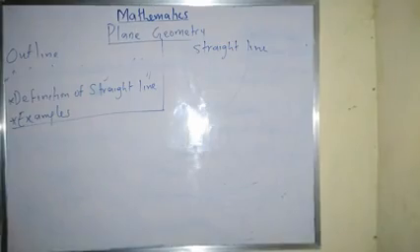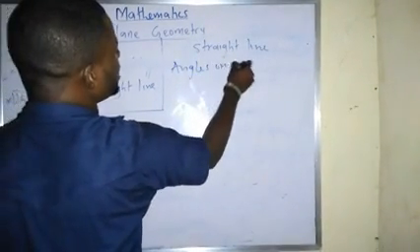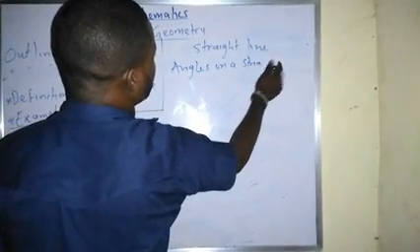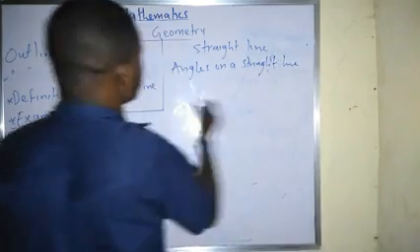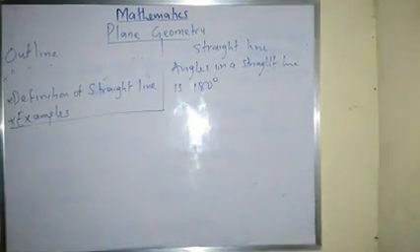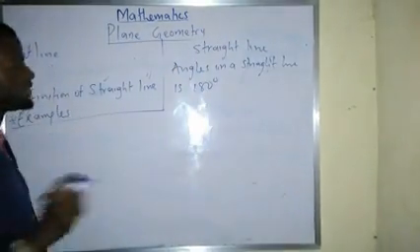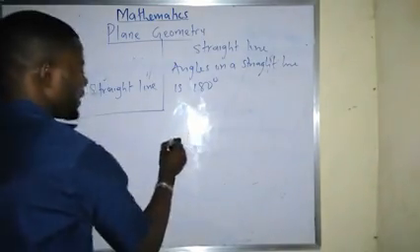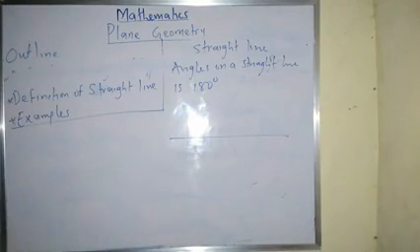Angle on a straight line is 180 degrees. Anytime you are talking about angles, you must learn to indicate it with degree. It's very, very important. It's 180 degrees. Now, what is a straight line? This is a straight line. The angle here is 180 degrees.